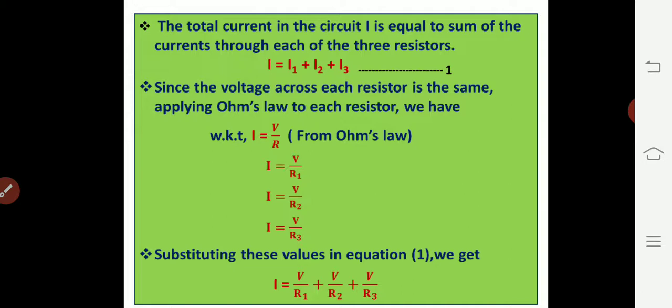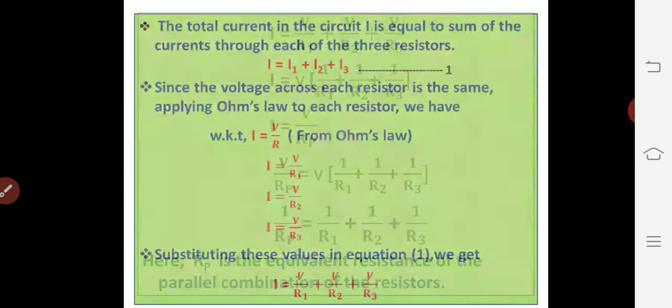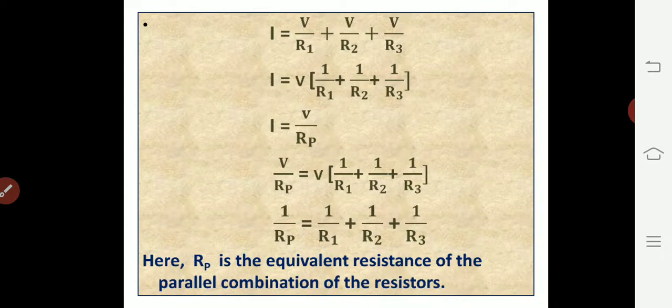Since the voltage across each resistor is the same, applying Ohm's law to each resistor we have I equal to V divided by R. I1 equal to V by R1, I2 equal to V by R2, I3 equal to V by R3. Substituting these values in equation 1, I equal to V divided by R1 plus V divided by R2 plus V divided by R3. So I equal to V into 1 by R1 plus 1 by R2 plus 1 by R3.